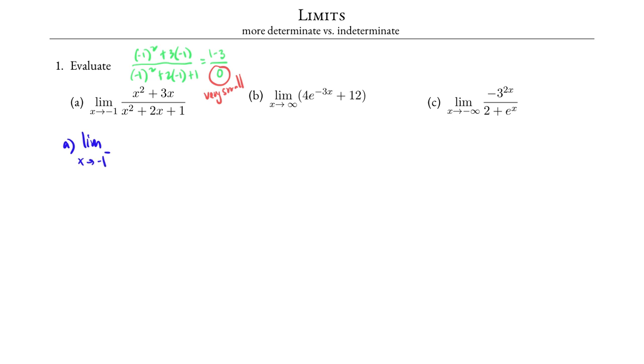First, on the left-hand side, we have the limit as x goes to -1 from the left of x squared plus 3x, over, and we would factor the denominator, we have (x plus 1) quantity squared.